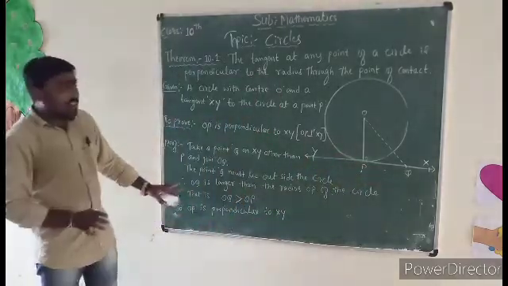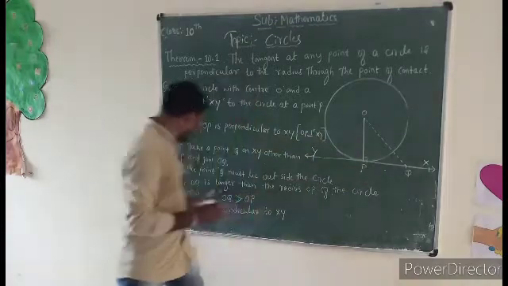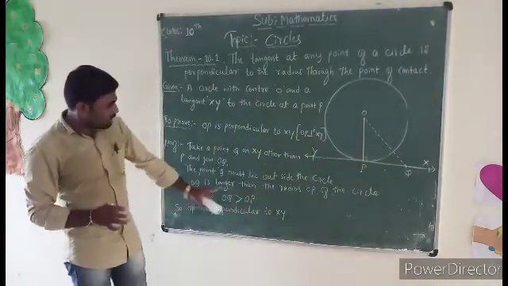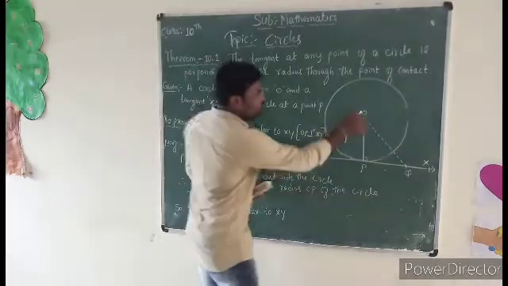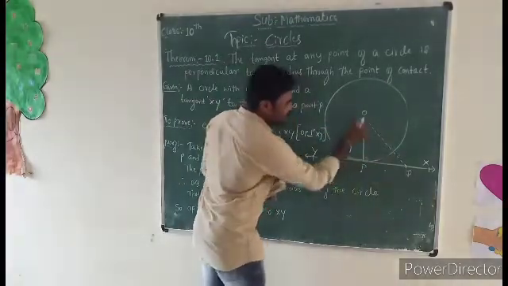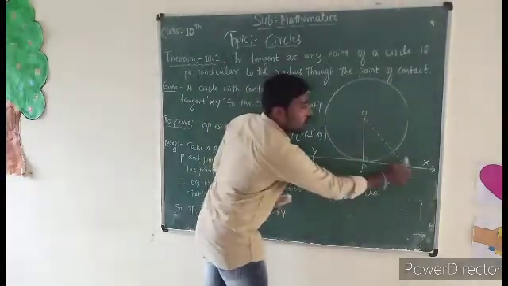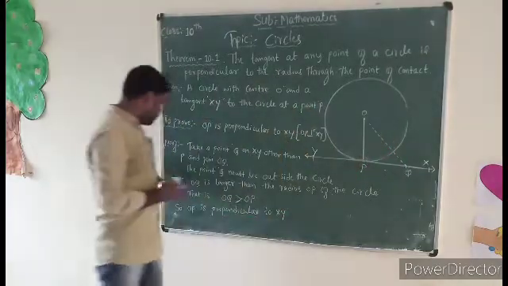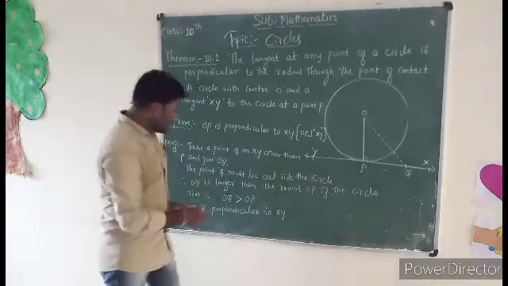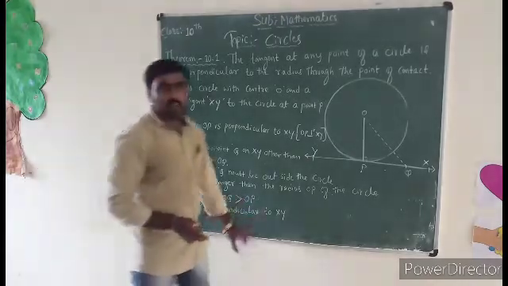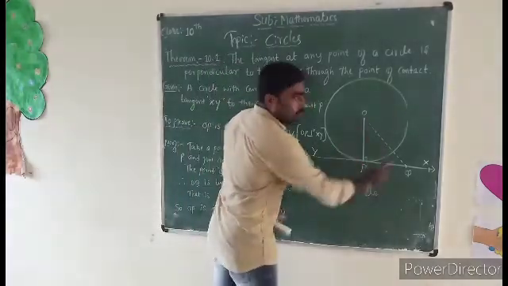Next, therefore OQ is longer than the radius OP. So here OQ is greater than OP. It is the longer side. OQ is greater than OP, which means OP is perpendicular to XY.